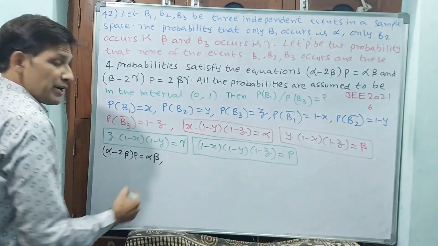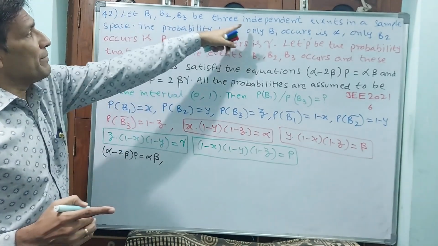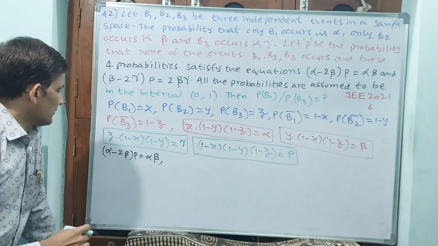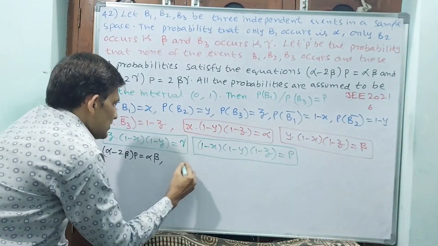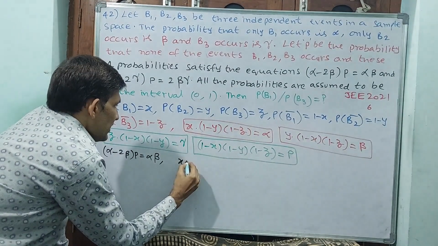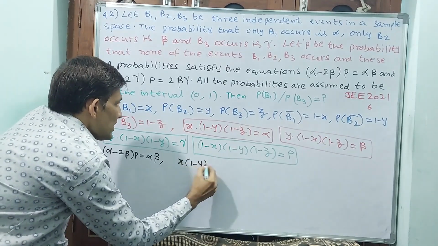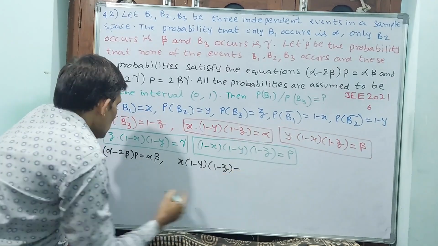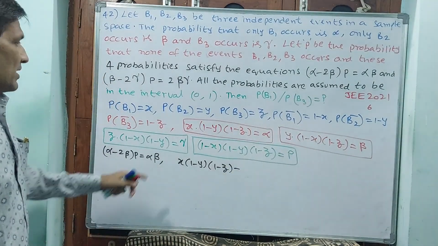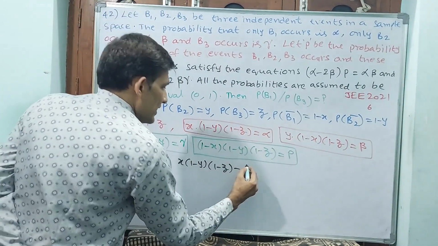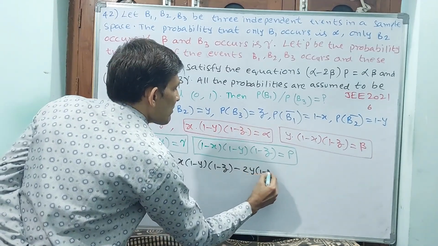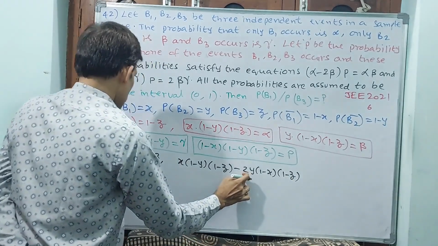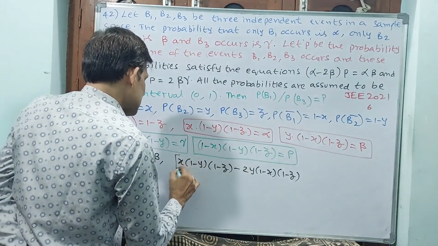See, these are independent events. Don't forget it. Wherever intersection comes, you can multiply directly. Alpha is what? This one: X into 1 minus Y into 1 minus Z. This is alpha minus 2 beta. Beta is this one, that means 2Y into 1 minus X, 1 minus Z. This is beta into 2, 2 beta, into P.